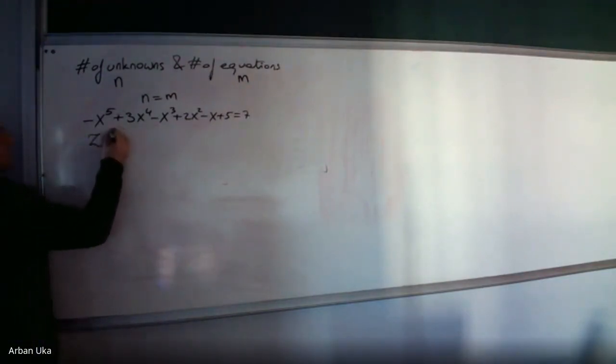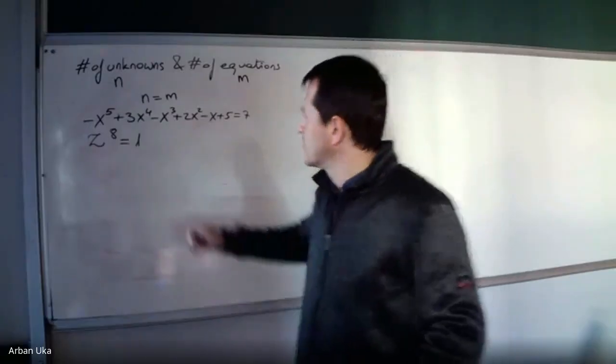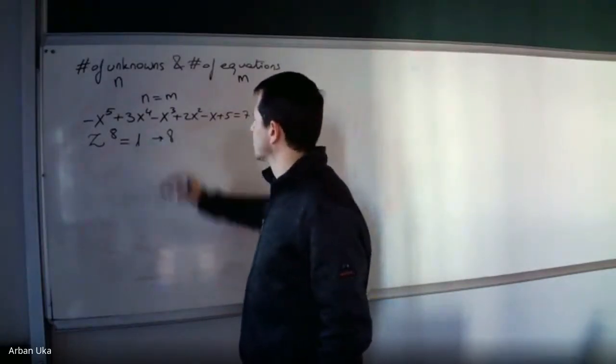But then at the same time, here we have another polynomial, which is z to the power 8. This is equal to 1. How many solutions should this polynomial have? Well, it's an 8th order polynomial. Yes. So we should expect how many solutions? 8. Exactly. So this is z to the power 8 equal to 1. So here we expect 8 solutions.